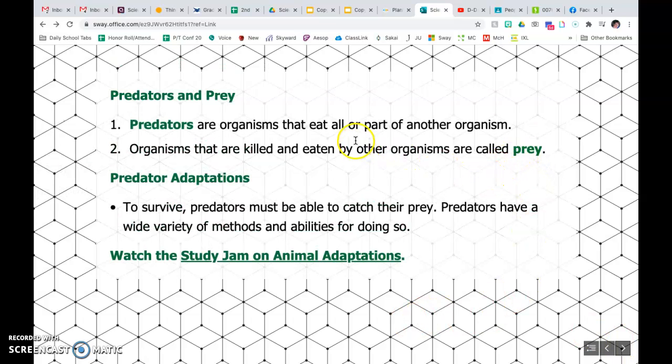We know that predators are organisms that eat all or part of another organism. And then those that are being killed and eaten are called prey, P-R-E-Y, not P-R-A-Y, prey. So to survive, predators must be able to catch their prey. Predators have a wide variety of methods and abilities to be able to do this. Go back and watch the study jam on animal adaptations.